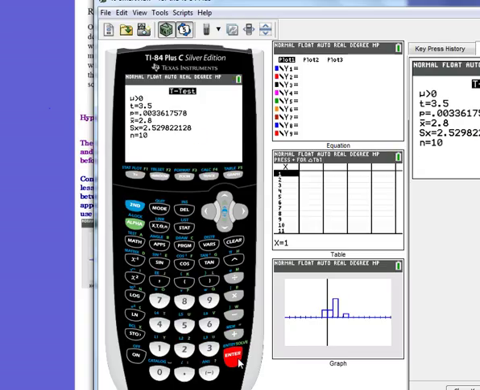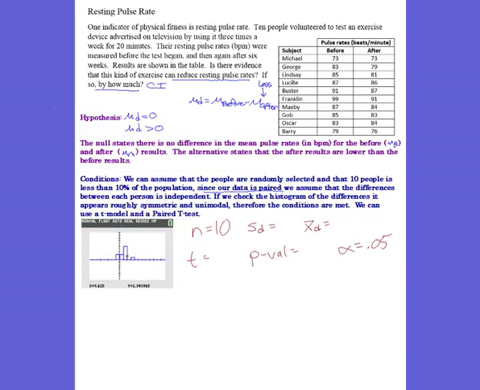If you take a look at our numbers here, t is 3.5, our standard deviation is 2.53, and x bar is 2.8. So let's go ahead and write these numbers down. Our t value was 3.5. Standard deviation was 2.53. X bar was 2.8. P value was 0.003, not 0. And then there's our alpha level.